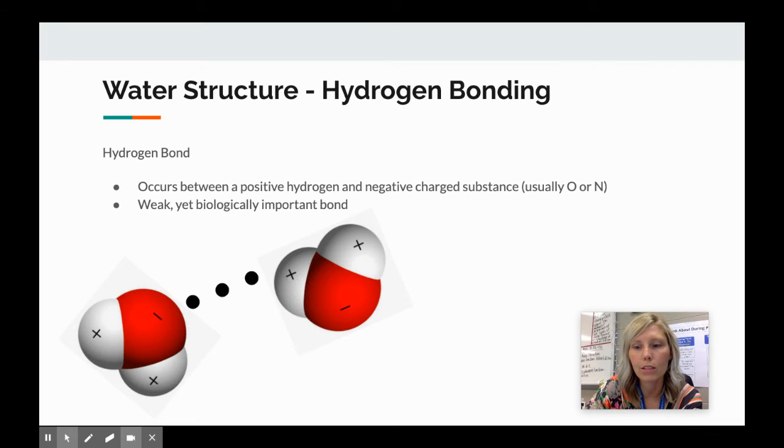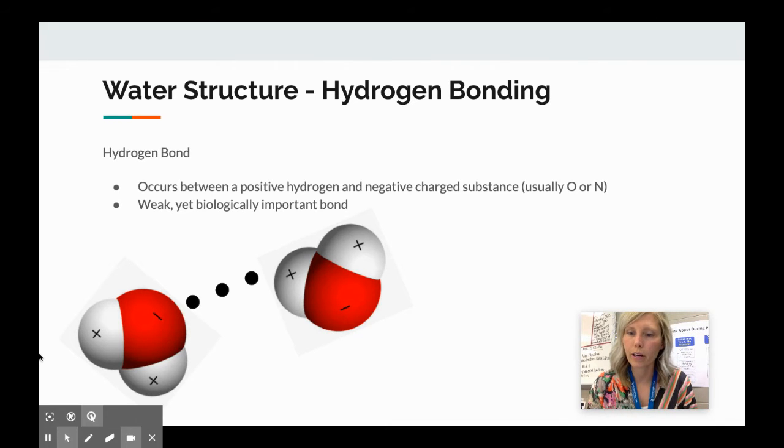We represent these with 3 little dots typically in most of the illustrations you'll see within textbooks and online. And so this just represents that attraction between the positive hydrogen on one water molecule and the negative substance it's attracted to on the opposite side, because opposite charges are attracted to one another.